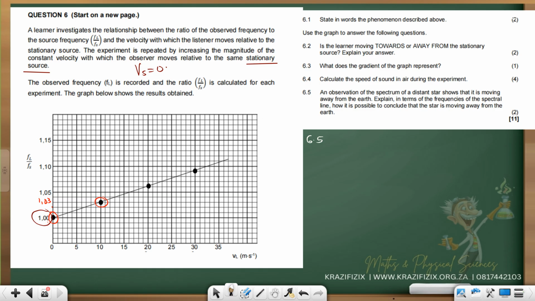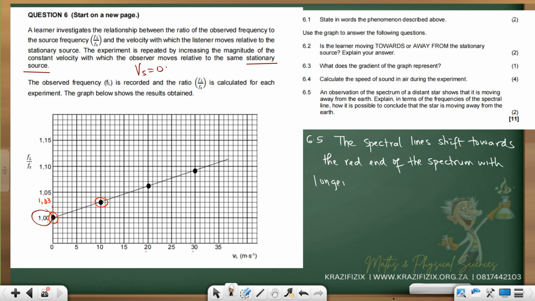6.5. The spectral lines shift towards the red end of the spectrum with longer wavelength, you must mention that, that's where the mark is, because they said in terms of wavelength, longer wavelength and low what? Frequency. Guys, I'm going to stop here.